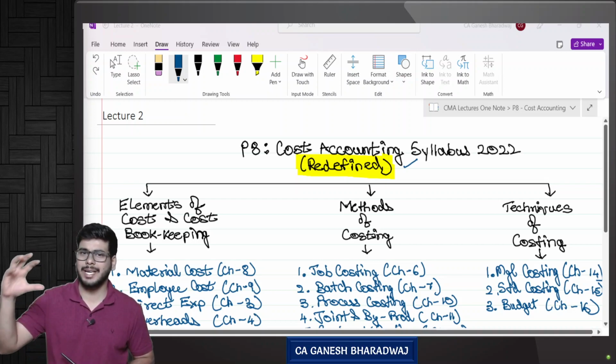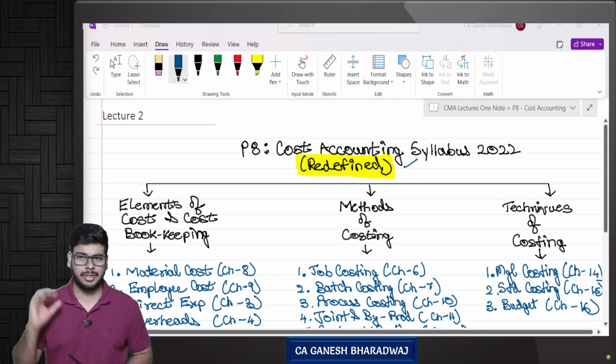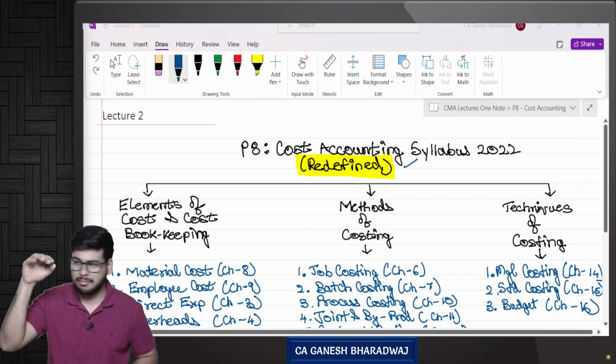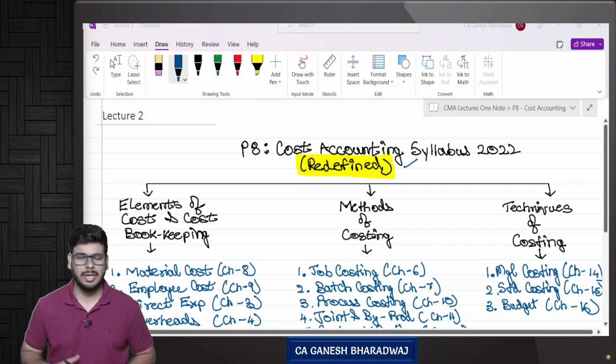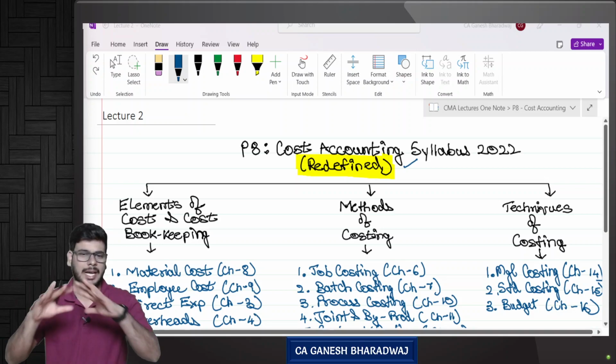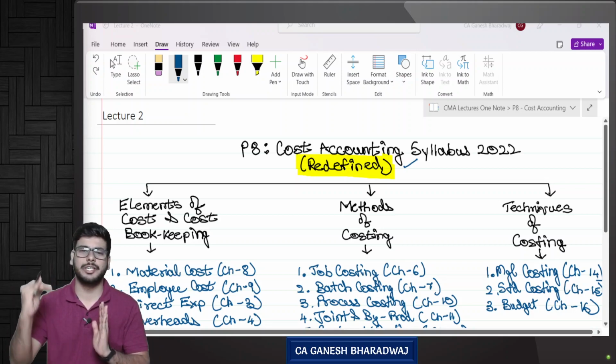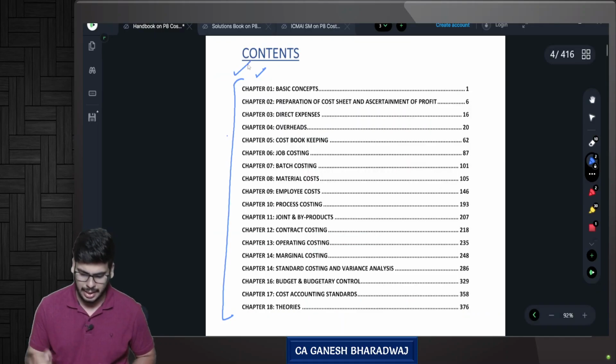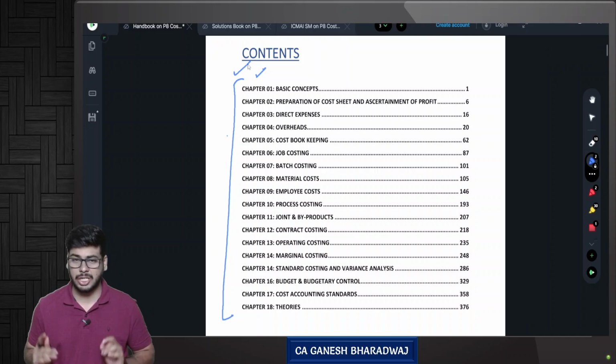I told you that in our institute, CMA Institute study note, they have classified the chapters by way of sections, then your modules and sub-modules. But we have encompassed all that. I've taken account of everything and I've put it as 18 chapters. So this is how it looks like in our handbook, 18 chapters.